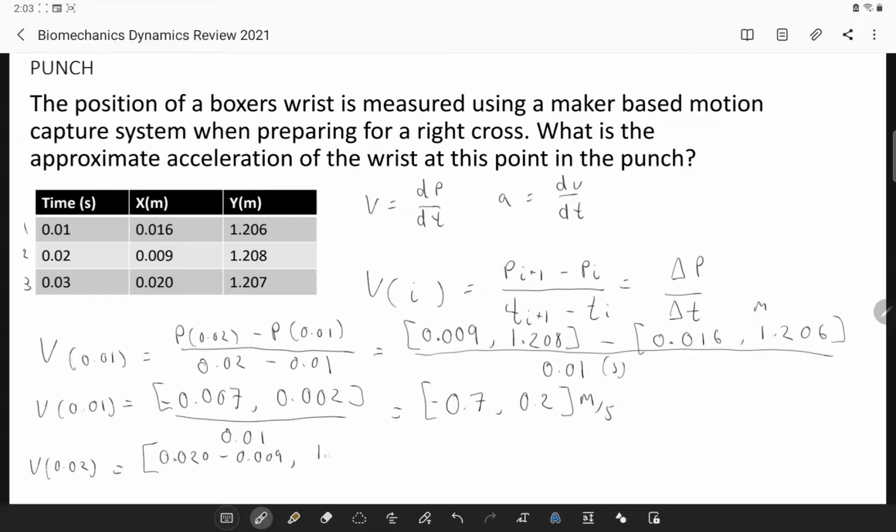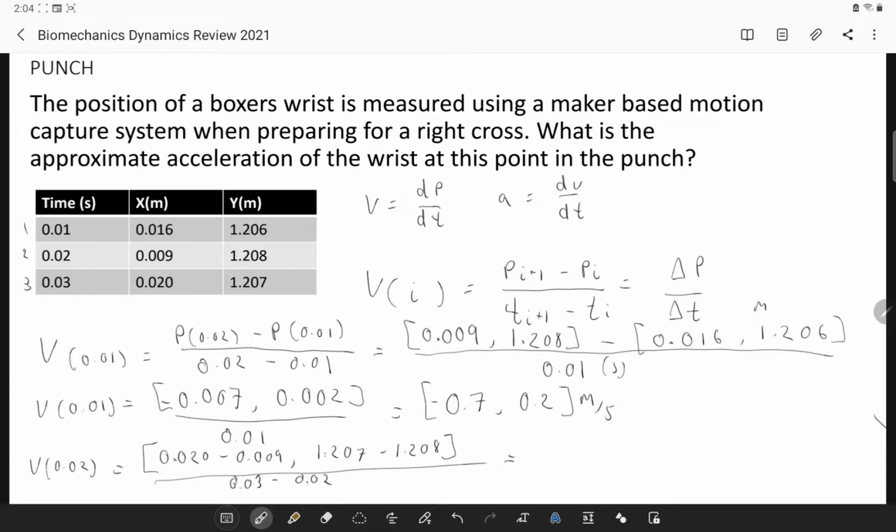Our time 3 is 1.207 minus 1.208, right? So there's our y component, and again, all of that is going to be over 0.03 minus 0.02, which, since all these are equally spaced, that denominator is always going to end up being 0.01.